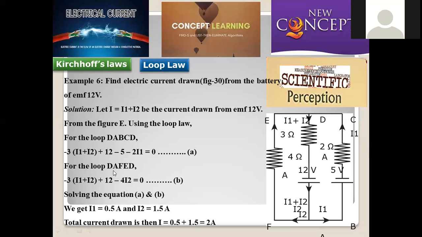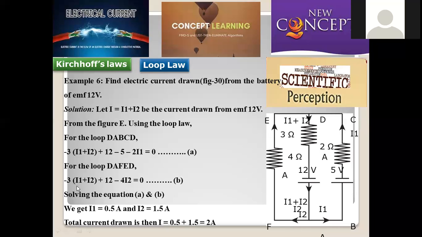Now let us consider another loop. Again we are starting with the point D and A, then F, E, D. This second loop was taken into consideration. Now let us see how many resistors and batteries are there in the second loop. Only one battery is there, 2 resistors are there. The battery voltage will be 12. Resistor 1 voltage will be 3 into (I1 plus I2). Resistor 2 voltage will be 4 into I2.